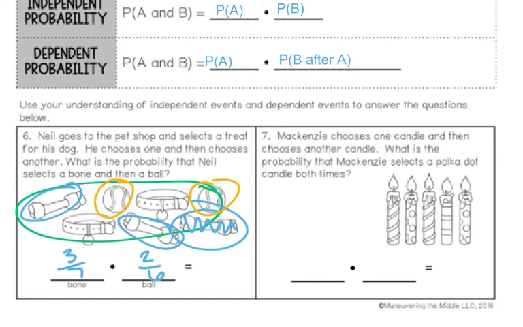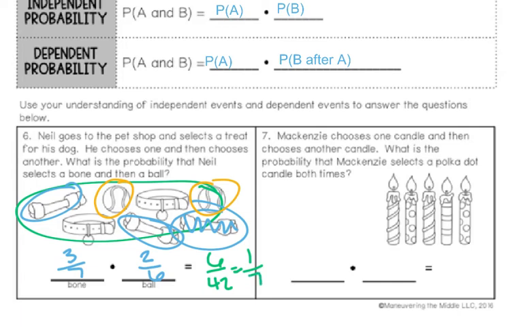And now we just multiply straight across. 3 times 2 is 6. 7 times 6 is 42. And then, since both of these can be divided by 6, this ends up reducing to a 1 out of 7 chance.